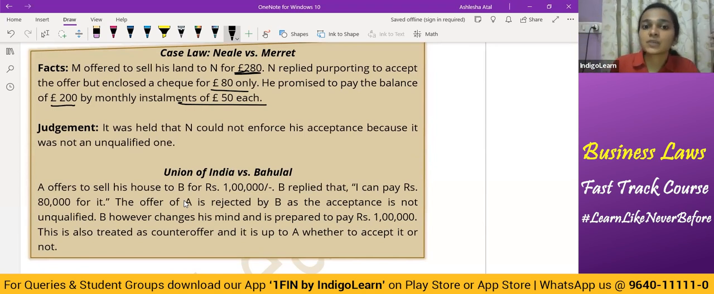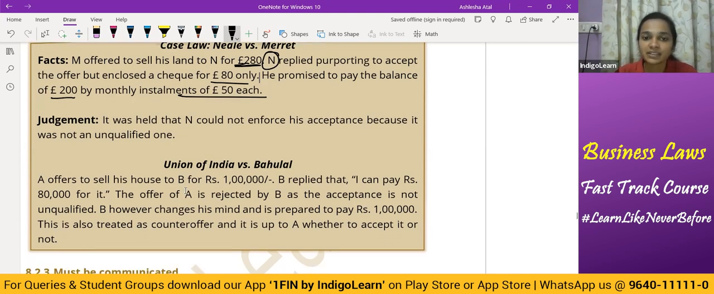So here, this acceptance which has been given by Mr. N is not an absolute acceptance. It is not an unqualified acceptance, because he himself made the rules. Okay, fine, I give you 80 pounds now and the remaining amount I'll give you in installments of 50 pounds each. Now this was not talked about by Merritt in his letter. So this kind of acceptance is not a valid acceptance.